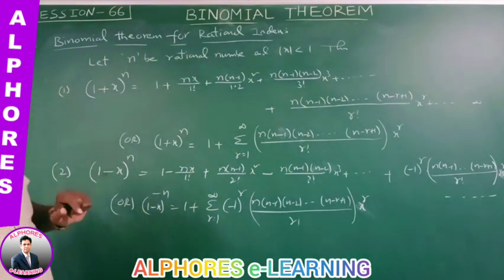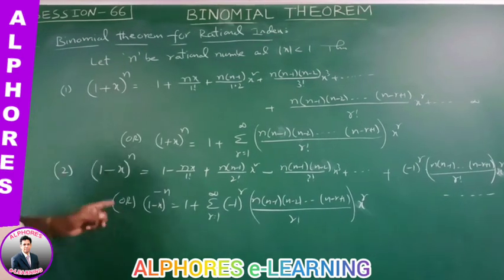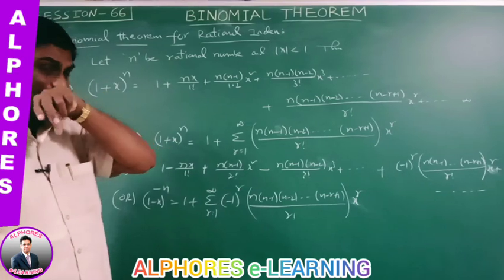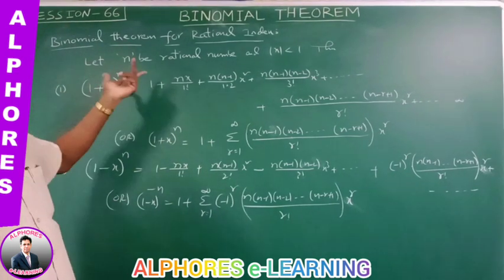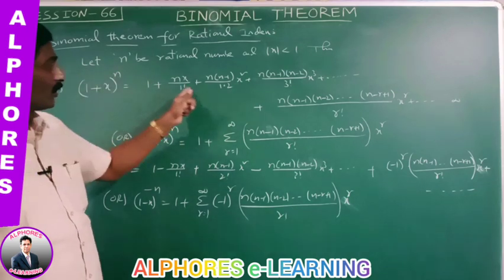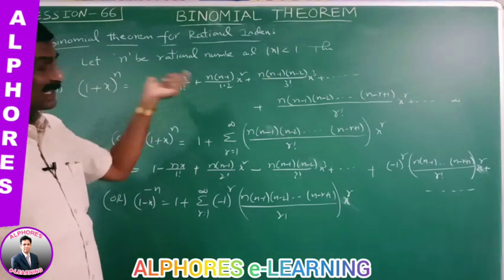Binomial theorem for rational index. Let n be a rational number and mod x less than 1. Already we proved this value. If m is a rational number, what is the value of 1 plus x whole power m? This value, we already discussed.